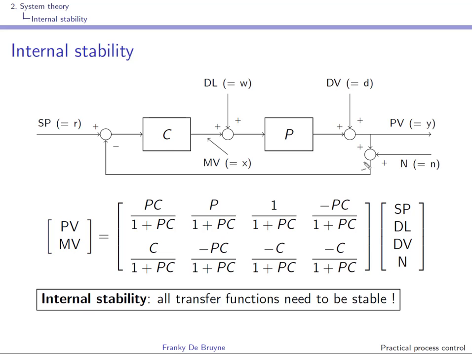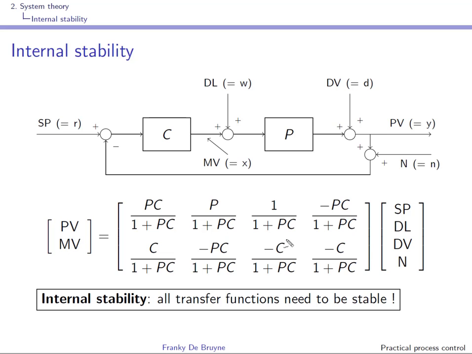But the concept here of internal stability is also valid for discrete time systems. We can write PV as a function of the different inputs SP, DL, dV, N: set point, load disturbance, output disturbance, and measurement noise. So this is how you have to read this. PV is this transfer function here acting on SP, this transfer function acting on DL, this transfer function acting on dV, and this transfer function acting on N. And then you have something similar for MV.